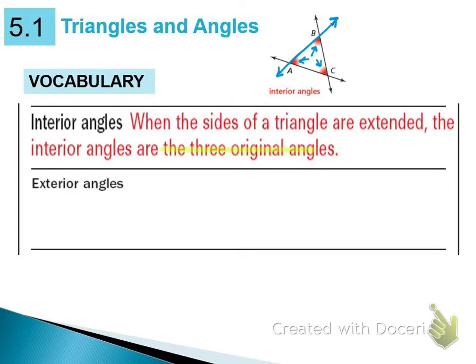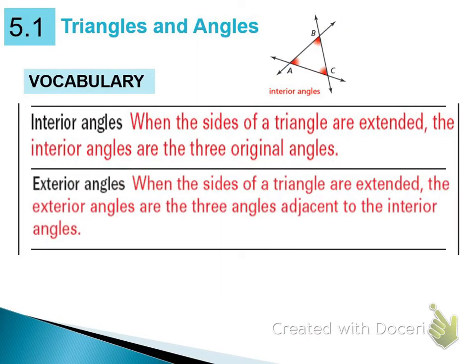All right, but the exterior, so I'm just going to read and then I'll tell you what to write. When the sides of a triangle are extended, the exterior angles are the 3 angles adjacent to the interior. So they are adjacent to the interior. And you see them highlighted here on my blue triangle. They're on the outside. And adjacent means they share a wall with the interior.